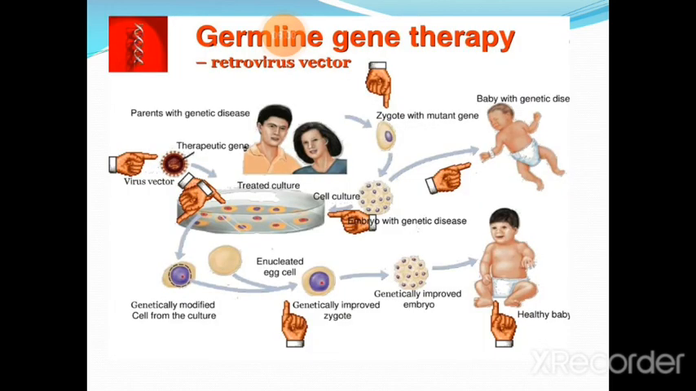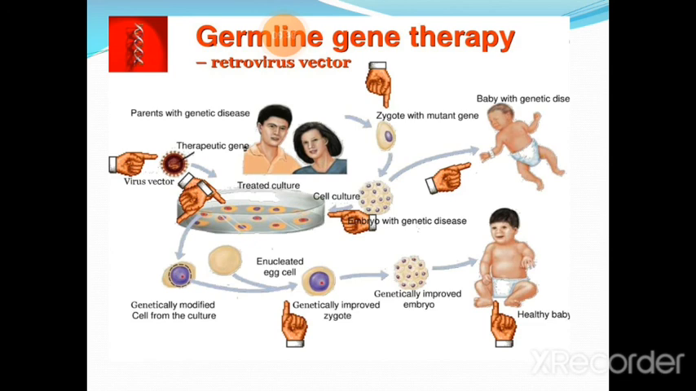Okay. Now, this slide will tell you what exactly is done in germline gene therapy. See, here you can see a couple. They are the parents with genetic disease. They have bad gene in their constitution. So the male produces the sperm and the female produces the ovum, and the sperm fertilizes the ovum to produce a zygote with mutant gene, with bad gene or with dysfunctional gene.